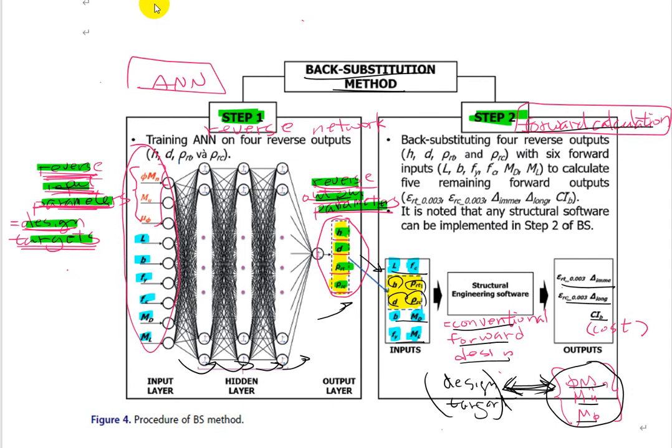So we call that back substitution method because you just calculate these reverse output parameters in step 1, which is the reverse network, and substitute back into step 2, which is based on forward calculations, to come up with design parameters, including the parameters that were pre-assigned reversely in step 1 based on the reverse network. And the back substitution method can be verified. When you verify, these differences are small and negligible.